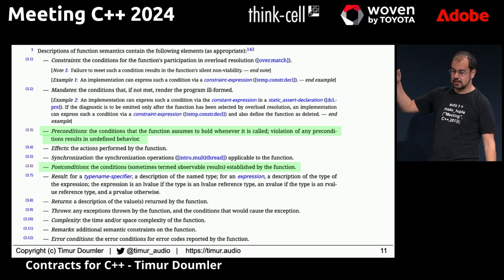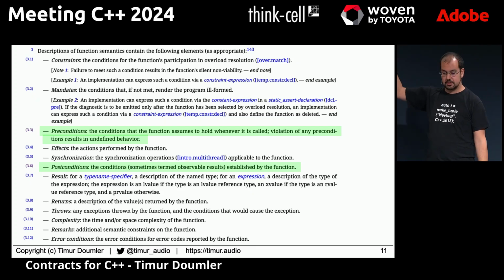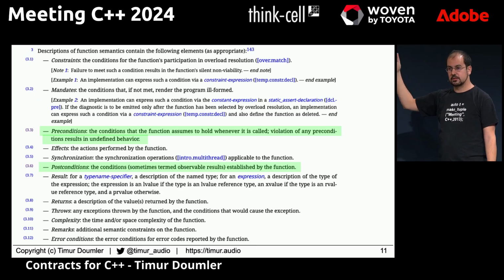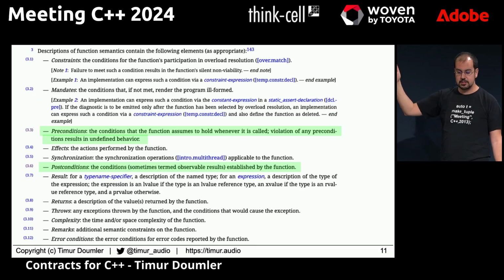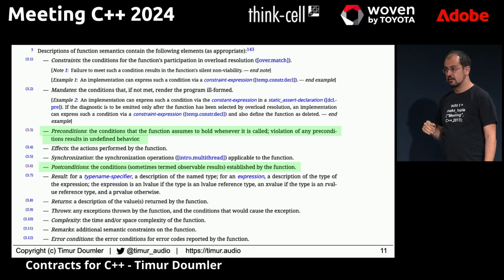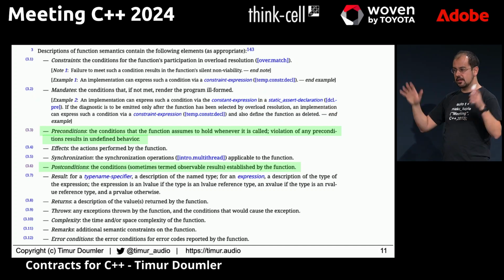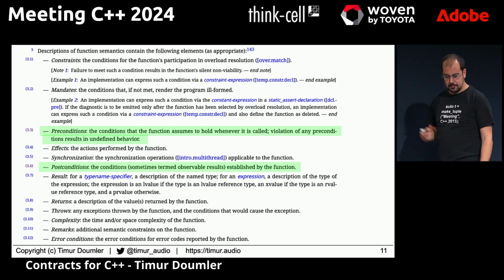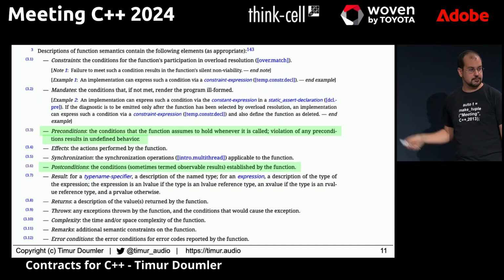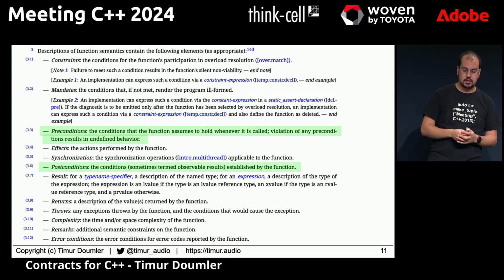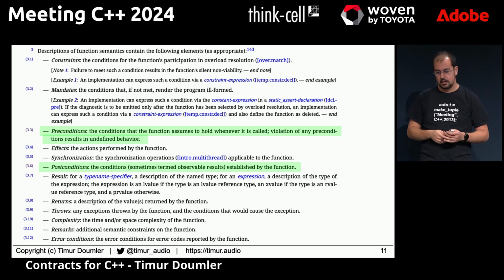And the standard says that the preconditions are the conditions that a function assumes to hold whenever it's called, and violation of any preconditions results in undefined behavior. So that's probably not always the best way to deal with a precondition violation, but we're going to talk about that later. And postconditions are just the conditions established by the function. So that's all consistent with the mental model that we have here.